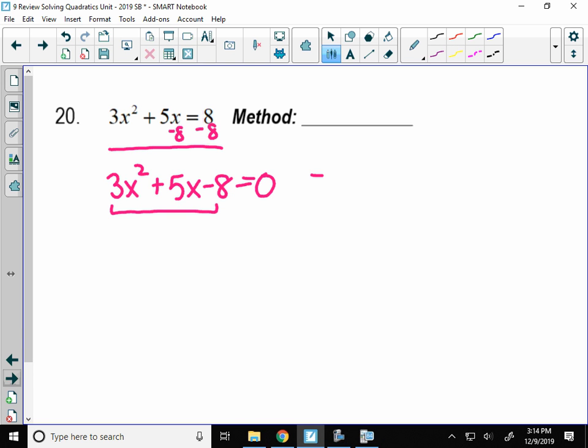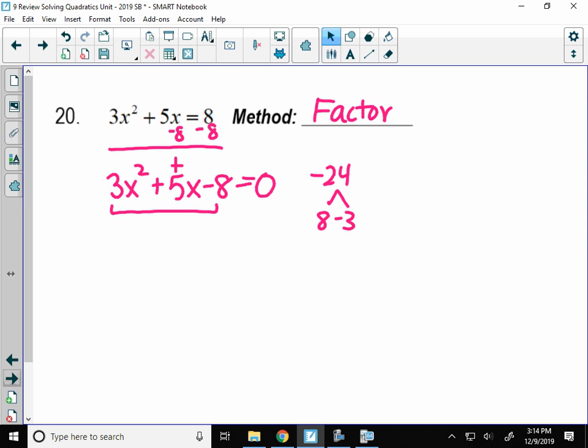I need two numbers that multiply to negative 24 and add to 5. It looks like 8 and negative 3. So this actually does factor. Now, if you did not recognize that you could factor here, I would have used the quadratic formula because 5 and 8 are not divisible by 3, so I don't want to use complete the square.